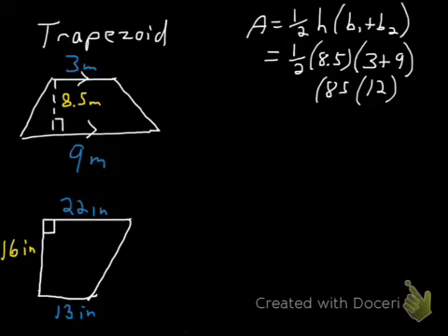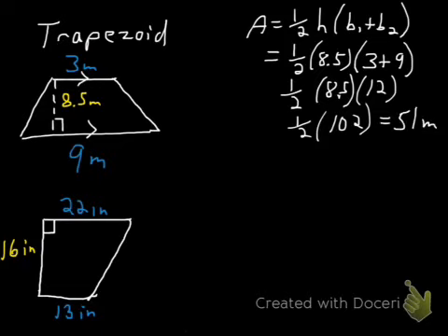And now you are back to where it looks like what we just did on the other part with the triangle. Multiply the 8.5 times 12. 102. And half it, which you know by now means divide by 2. And that gives us 51 meters squared. Well, it's not going to let me draw my box. But anyway, y'all see it?